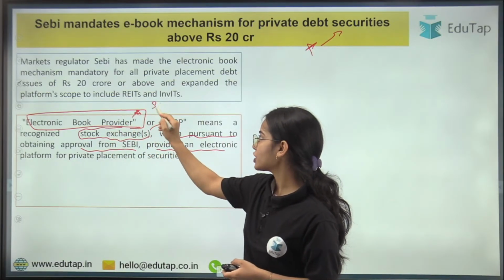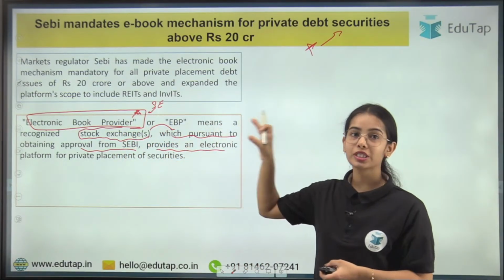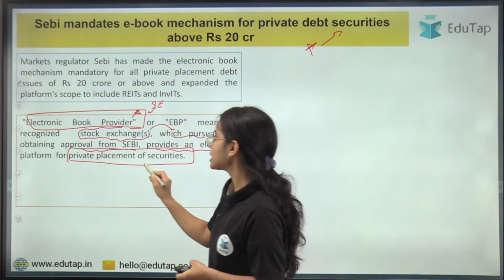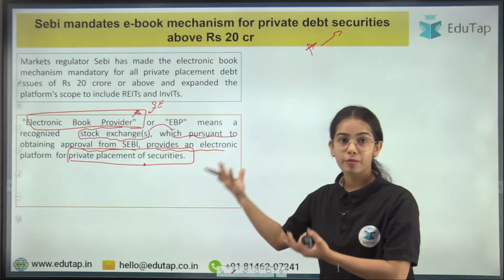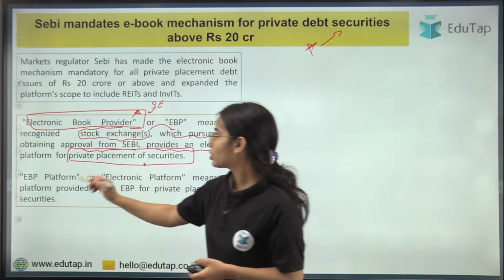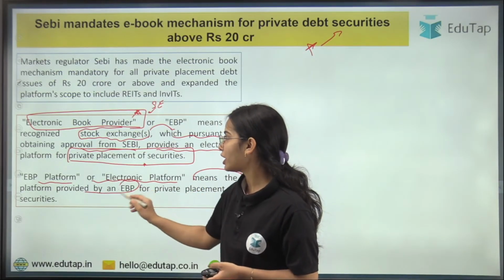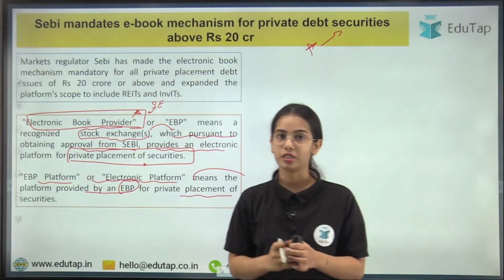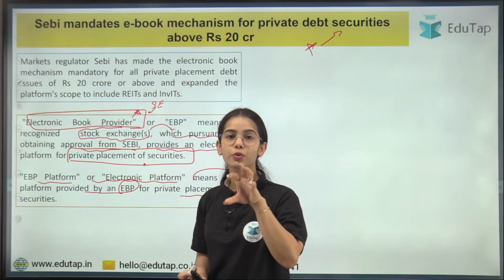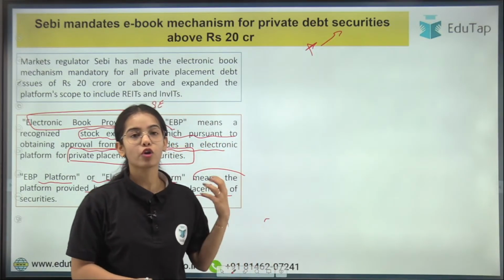So once the stock exchange has got the approval from the SEBI to work as the electronic book provider, these stock exchanges, they can provide an electronic platform for private placement of the securities. Okay, so this electronic book provider, it is most importantly, it is for the private placement of the securities. Now electronic book provider platform, this is the electronic platform that is provided by the electronic book provider for private placement of the securities. Okay, so electronic book provider, a recognized stock exchange, after getting the approval of the SEBI, can become the electronic book provider that can provide the electronic platform for the private placement of the securities.